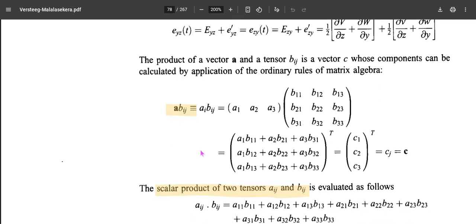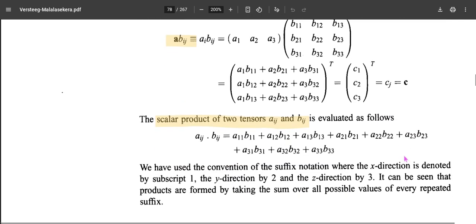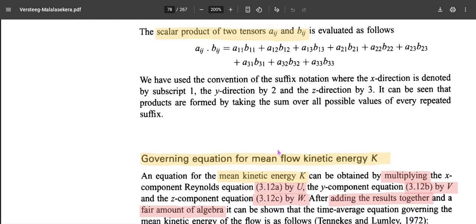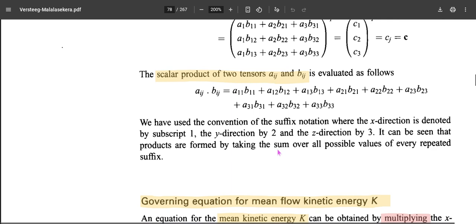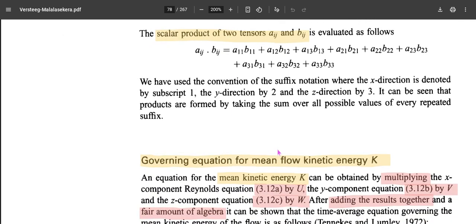We also need some mathematical notions from numerical linear algebra, like how a matrix vector product, an inner product, ends up in another vector, and how the scalar product of two tensors ends up in a scalar. These are some of the notations that we need to understand before going into the derivation of the k epsilon equation. k is for the fluctuating kinetic energy, and epsilon, which we will come to later in this video, is called the rate of dissipation of that kinetic energy.